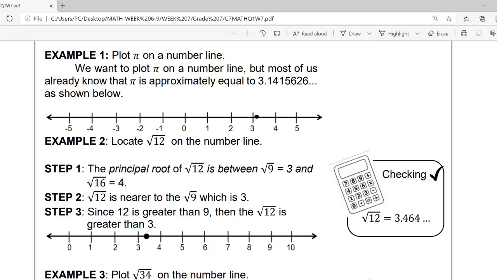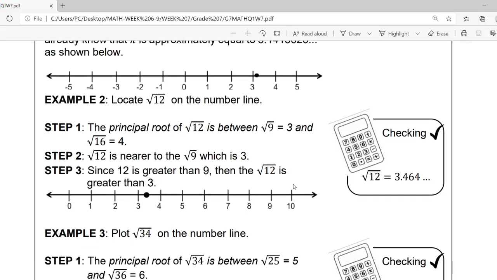So in between. Square root of 12 is nearer to 9, which is 3. Okay, so nearer to 9 than 16. 12 is nearer to 9 than 16. So since 12 is greater than 9, then the square root of 12 is greater than 3, somewhere here. Using a calculator, you have the square root of 12 is 3.464. But you can estimate here using the process above.